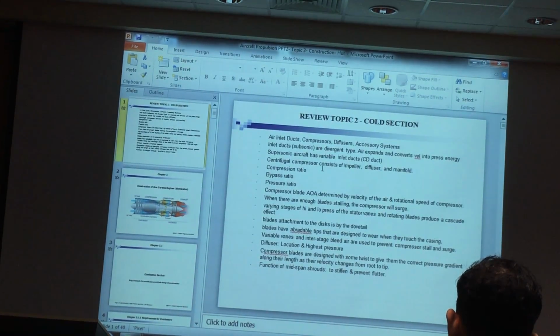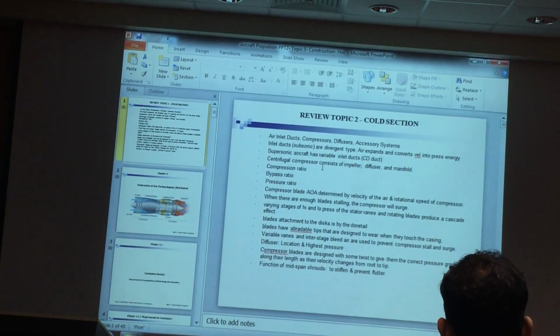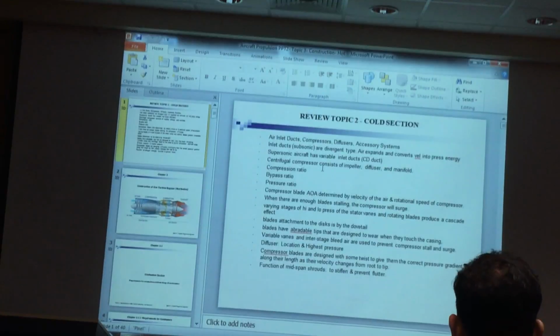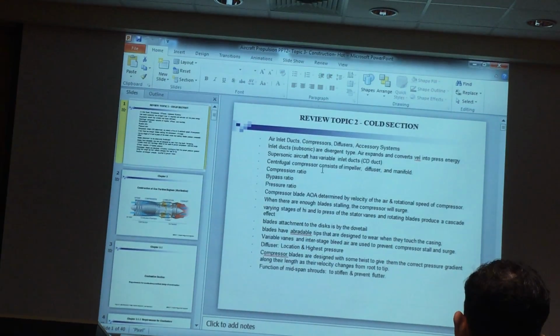The blade attached to the disc is by what? Compressor using what? Turbine using what? Compressor section, the blade attached to the disc: dovetail. Turbine: fir tree. Yeah, that's what I see.